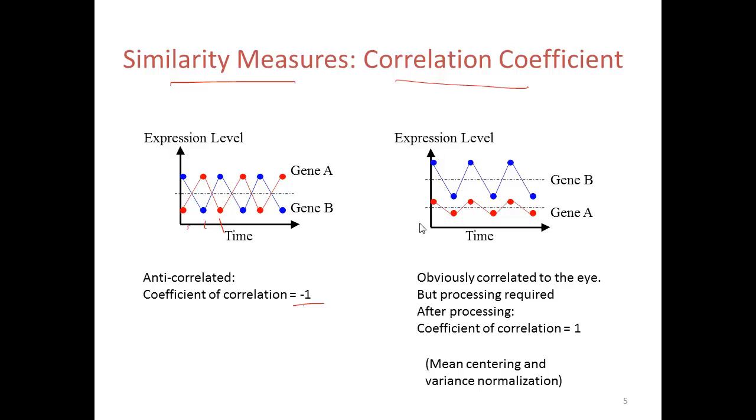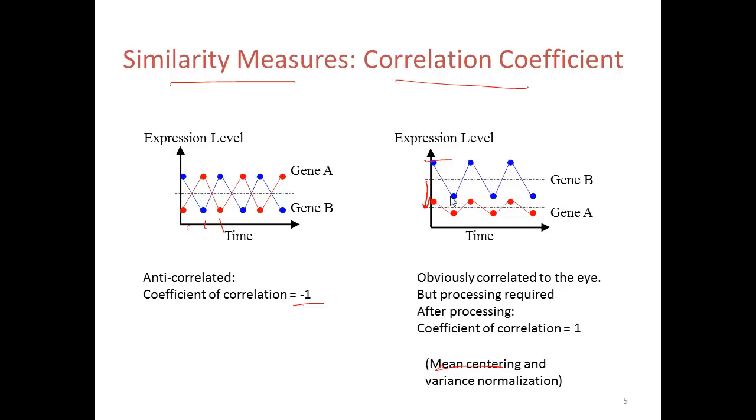So there are a couple of things that we have to do to pre-process the data before we calculate the coefficient of correlation. The first thing we're going to do is mean center. So we calculate the mean expression level of these genes individually. Those are indicated by the dotted lines, and we're going to center them. So we're going to subtract a constant, basically, in this instance, from the blue gene expression levels, so that it's superimposed right on the red level.